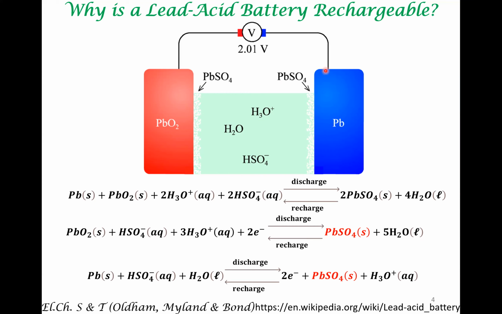So when you do the recharging process, when you charge the battery again, this lead sulfate, which was just close to the electrode, gets converted to lead on this side. And this lead sulfate, which was close to or on top of this electrode, gets converted to lead dioxide. So this feature, that lead sulfate is not soluble in the electrolyte, is a very, very important feature that makes the lead acid battery rechargeable.